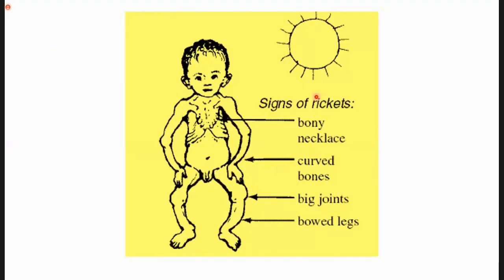This is a diagrammatic representation of rickets. As you can see, the bowing of legs, big joints involved, curved bones, bony ribs are some of the signs and symptoms of vitamin D deficiency.